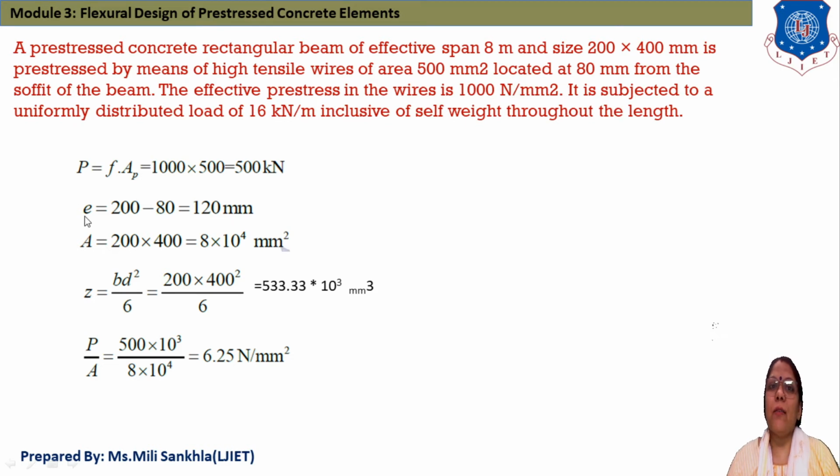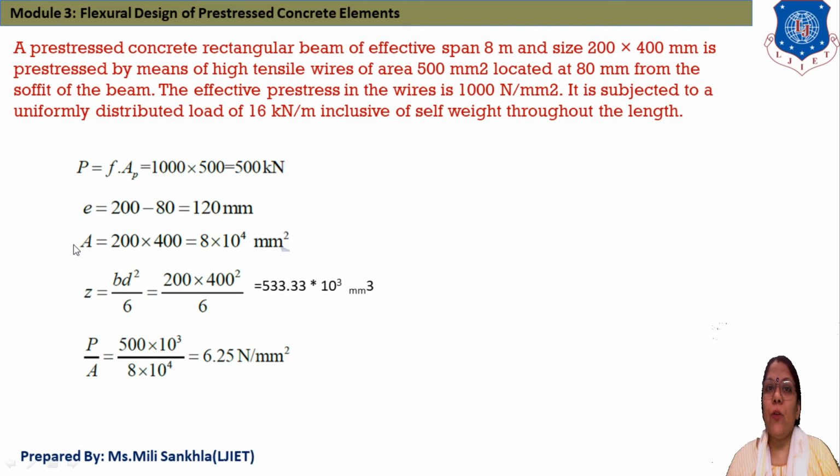Next we find the eccentricity e. The section is given as 200 mm by 400 mm, that means the distance from the neutral axis is 200. Second, the data says the prestressing wire is 80 mm from the soffit, the bottom of the beam. So eccentricity e is equal to half of the depth, that is 200, minus the 80 mm from the bottom soffit. So 120 mm is the eccentricity for the given rectangular section.